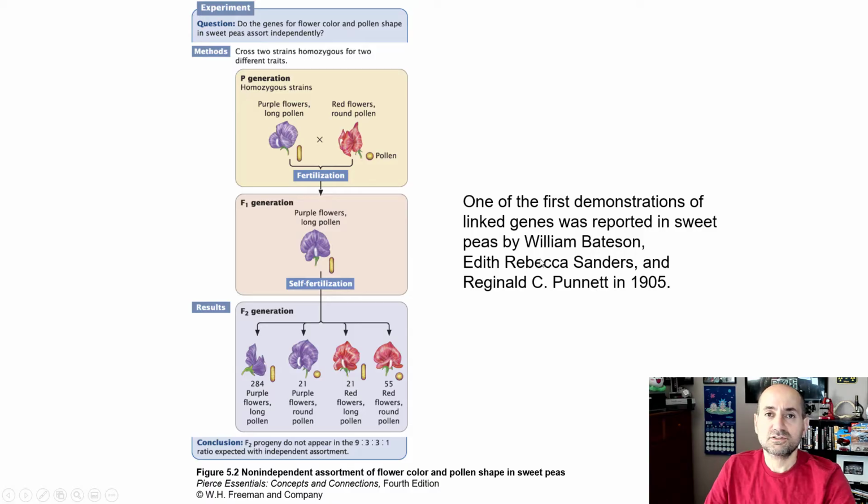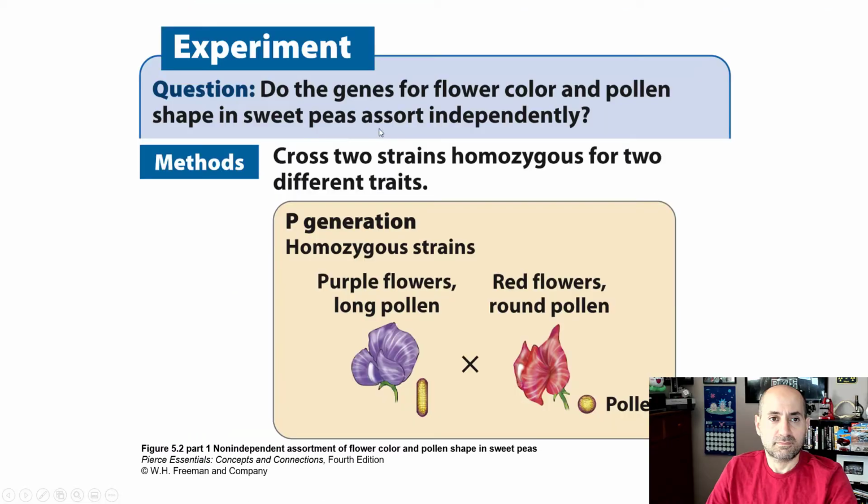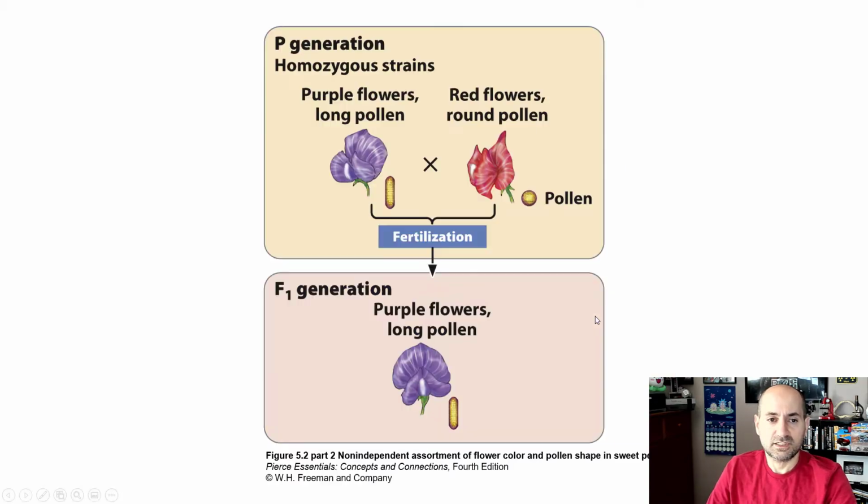Okay, but one of the first people to demonstrate an exception to this was William Bateson, Edith Saunders, and Reginald Punnett of Punnett square fame. In 1905, they were following up on Mendel's experiments, and they were simply studying another flowering plant. And what they saw here was that when you cross purple flowers with long pollen, a true breeder, with red flowers and round pollen, let's zoom in here, purple flower, long pollen phenotype, true breeder crossed with red flower, round pollen phenotype.